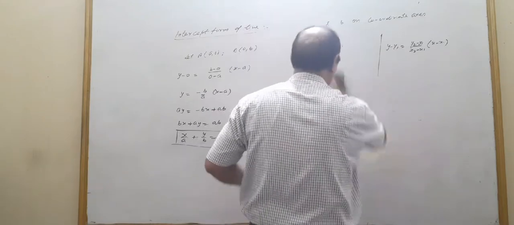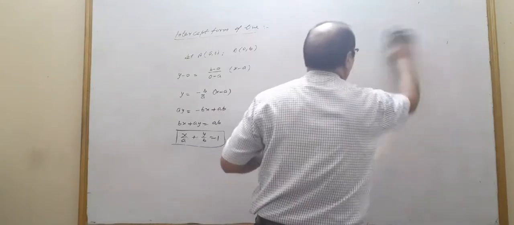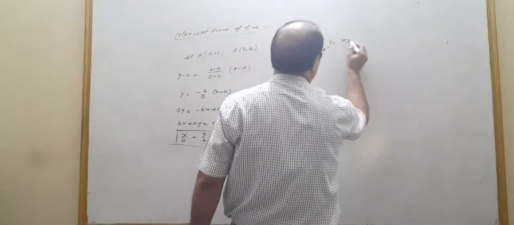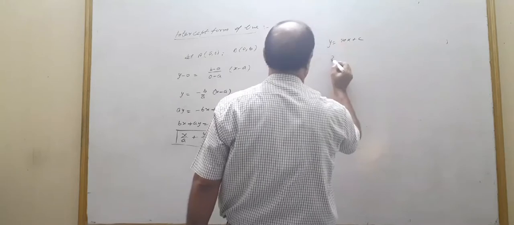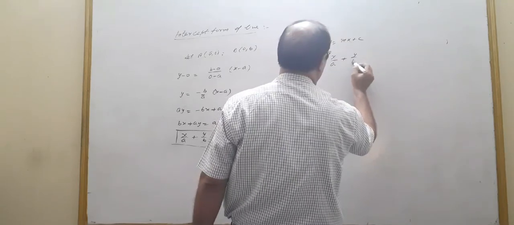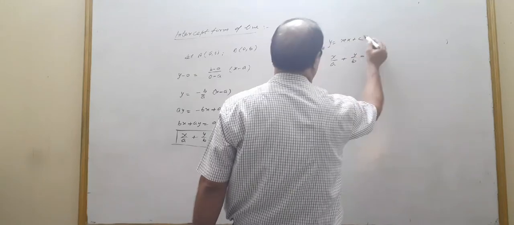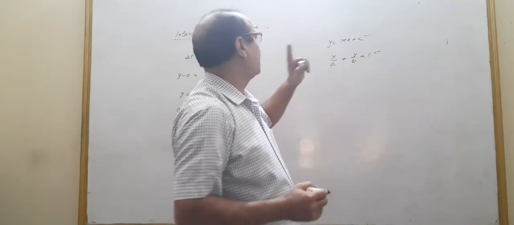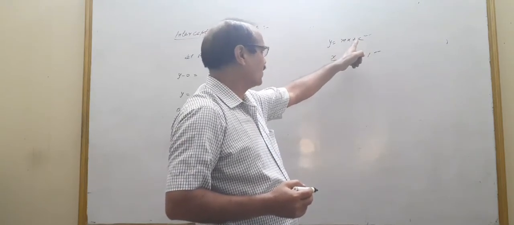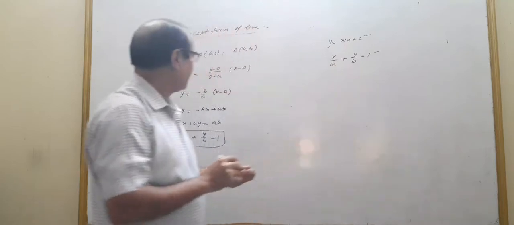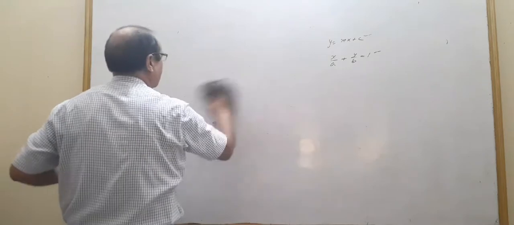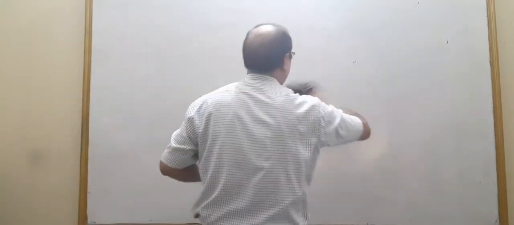So you remember the difference between the two forms. One is the slope intercept form, that is y = mx plus c, and another is the intercept form. In the slope intercept form, m is the slope and c is the intercept made by the line on the y-axis, and this is the intercept form, the line making intercepts a and b on the x-axis and y-axis respectively.